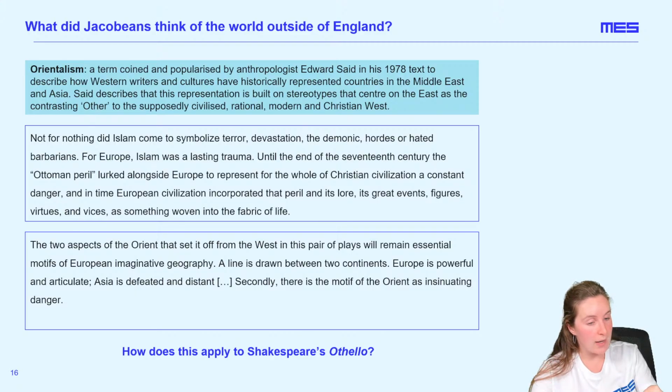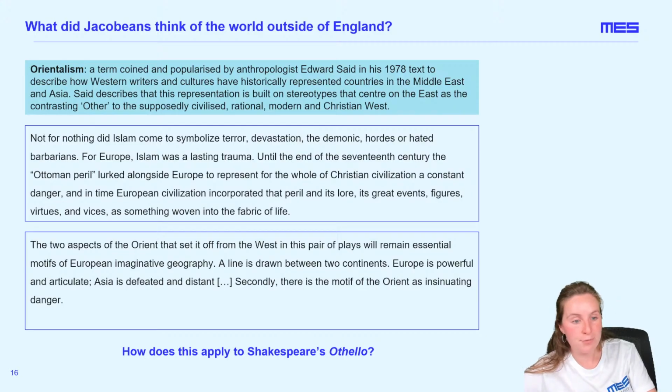So these are two quotes from Said's text. Not for nothing did Islam come to symbolize terror, devastation, the demonic, hordes or hated barbarians. For Europe, Islam was a lasting trauma. Until the end of the 17th century, so way after Shakespeare's death and this publication at the beginning of the 17th century, the Ottoman peril lurked alongside Europe to represent for the whole of Christian civilization a constant danger. And in time, European civilization incorporated that peril and its law, its great events, figures, virtues and vices as something woven into the fabric of life. So this idea of the normalization of Islamophobia and this idea of barbarism as normalized in society and thus defined as something completely other.